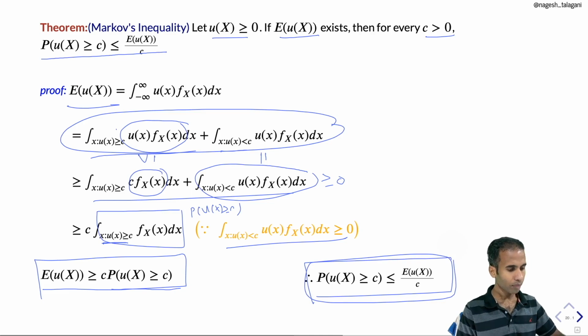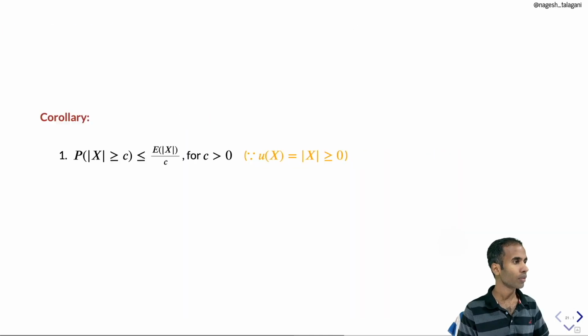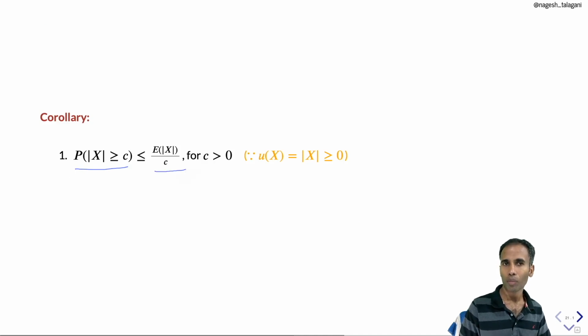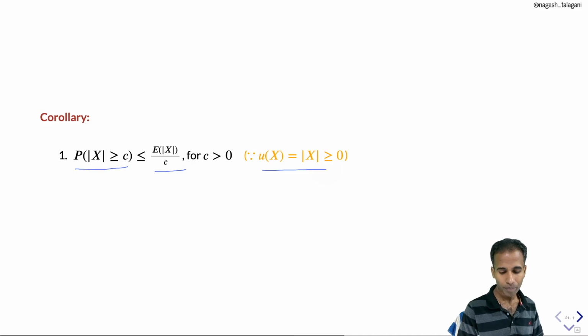Let's look at some corollaries now. Corollary 1. The probability of |x| greater than or equal to c is always less than or equal to the expectation of |x| divided by c, for any c positive. This simply follows from Markov's inequality. Here our choice of u(x) is |x|, a non-negative function. Then this statement follows from Markov's inequality.